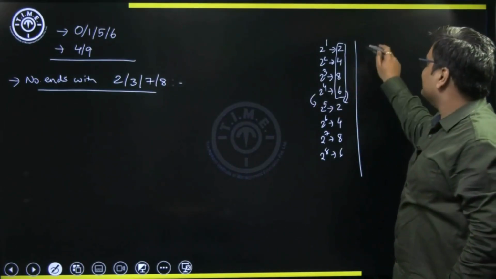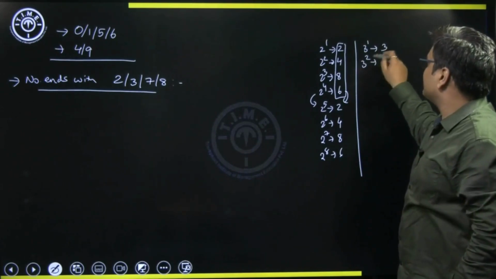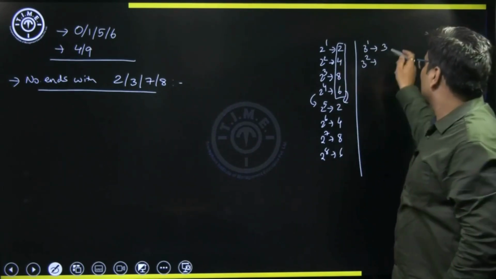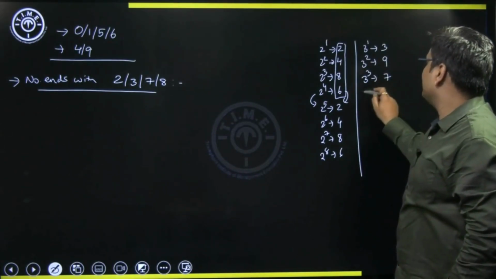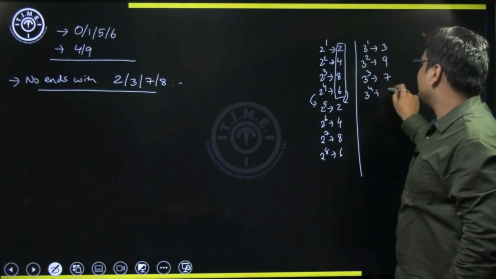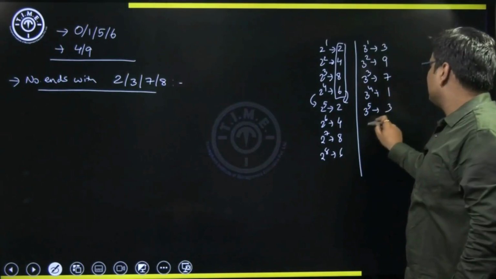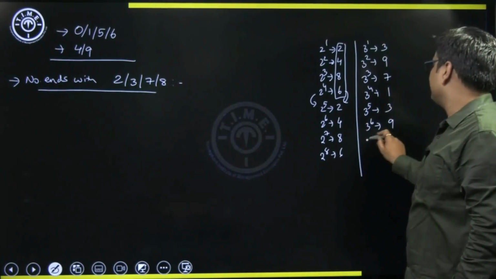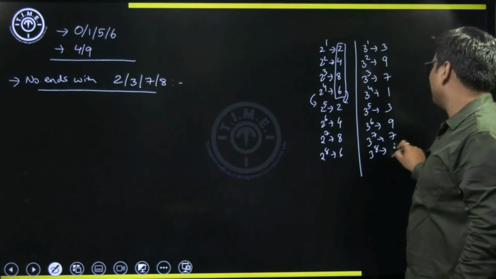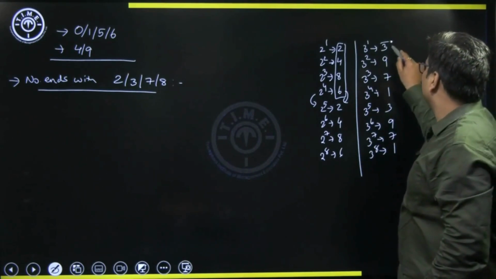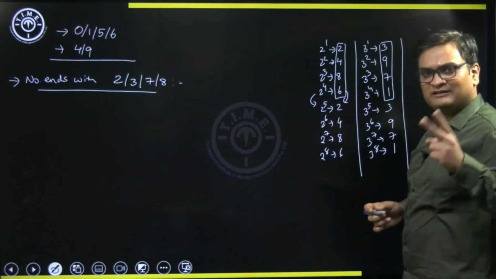Similarly, look at the powers of 3. Let's study. 3 power 1 ends with 3, 3 square: this time the number is becoming triple. 3 triple is 9, 9 triple is 27, so I'll take 7, 7 triple is 21, so I'll take 1, 1 triple is 3, 3 triple is 9, 9 triple is 27, 7 triple is 21, again 1. So again we notice the pattern is 3, 9, 7, 1, 3, 9, 7, 1. The pattern is of 4 digits.